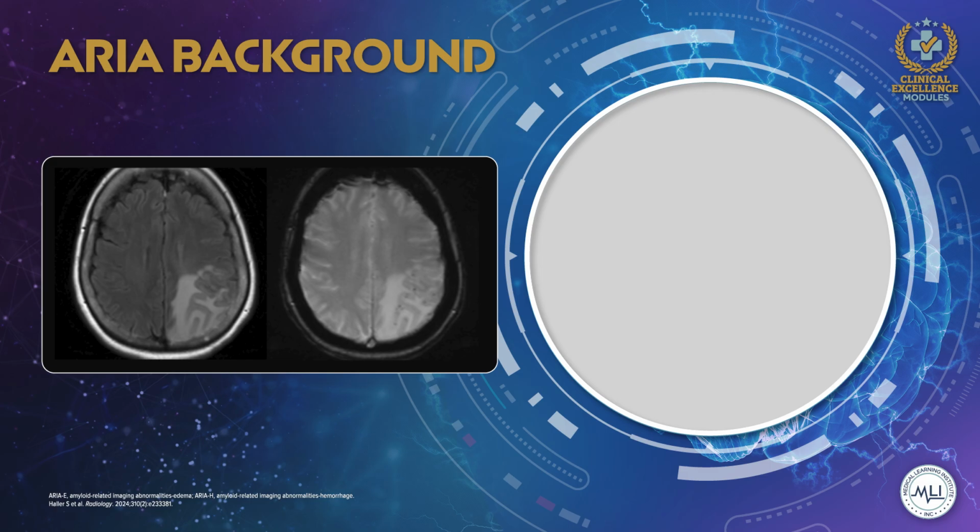ARIA includes two major entities. ARIA-E means edema, which is characterized by edema, and ARIA-H means hemorrhages, which is characterized by hemorrhage. Both occur in the setting of immunotherapies targeting amyloid beta. The underlying mechanism involves amyloid deposition within cerebral vessels. When amyloid is removed, vascular integrity may be compromised, leading to leakage of fluid or blood into surrounding tissues.